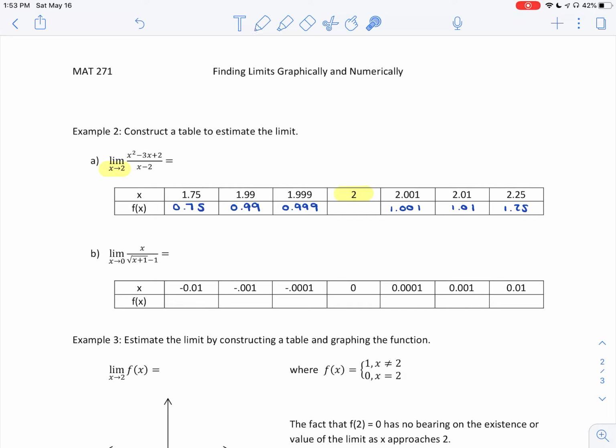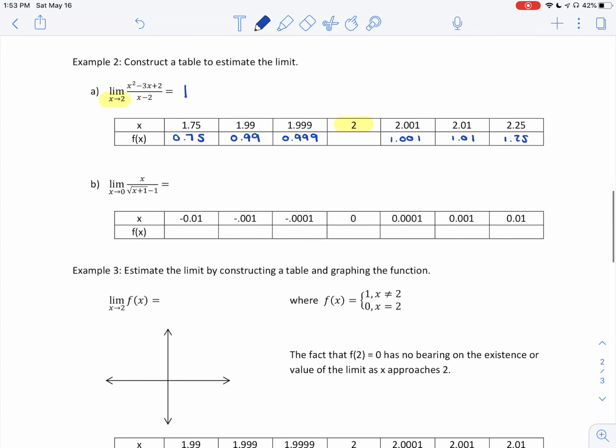Well, if we come in from the left-hand side here, as our x is approaching 2 from the left, we can see that our y values are starting to approach 1. And if we come in from the right, as our x's are approaching 2 from the right-hand side, again, our y values are approaching 1. So since we're approaching the same value on both sides, our limit is equal to 1. Let's look at another example.